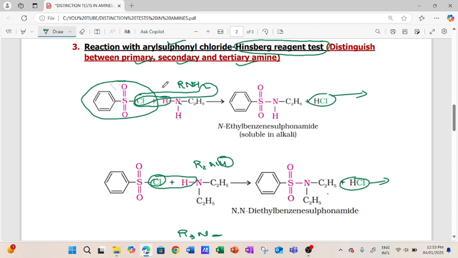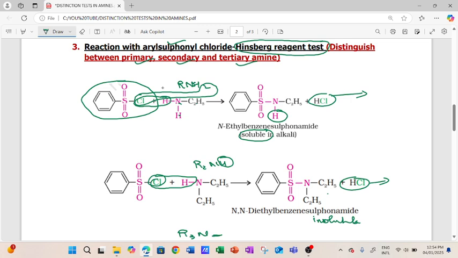Tertiary amine, of course, no reaction. But for primary and secondary, how do we distinguish between the products of those two? The first product is soluble in alkali. Why? Because of the presence of a hydrogen atom in the product. But the second one is insoluble in alkali. So this is how we can distinguish whether it is primary or secondary.